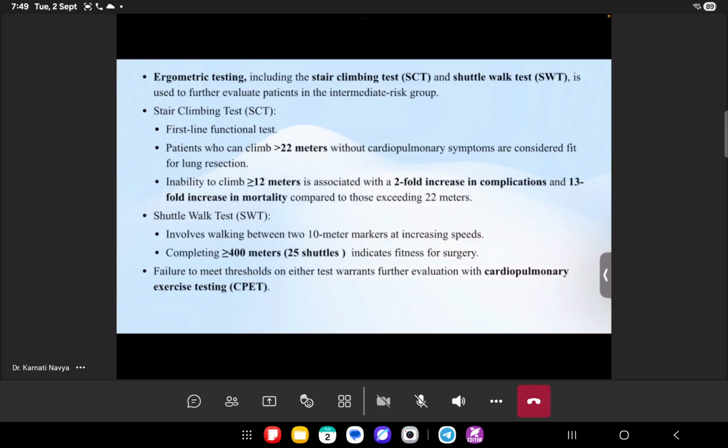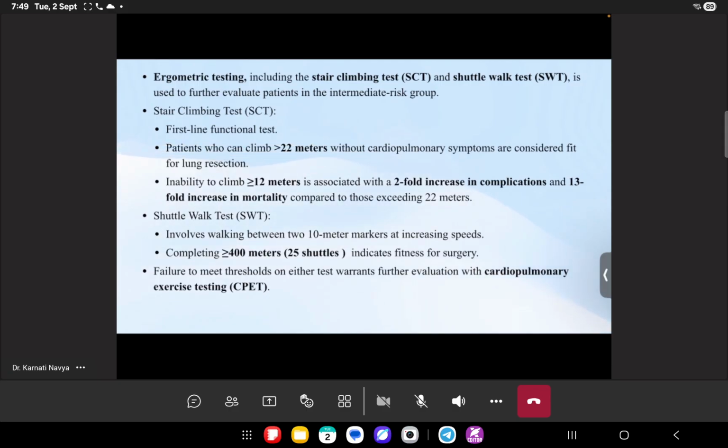Ergometric testing includes the stair climbing test and shuttle walk test, and is used to further evaluate patients in the intermediate risk group. In the stair climbing test, which is the first-line functional test, patients who can climb 22 meters without cardiopulmonary symptoms are considered fit for lung resection. Inability to climb more than or equal to 12 meters is associated with a twofold increase in complications and a 13-fold increase in mortality compared to those exceeding 22 meters.